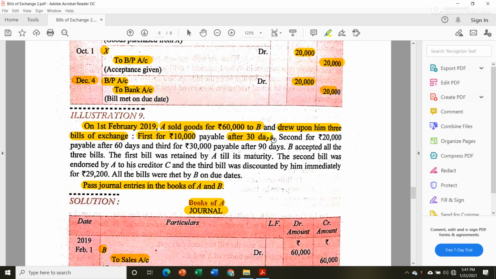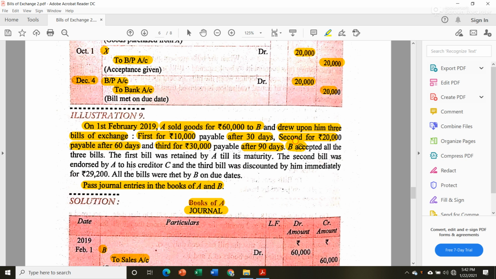That means the due date will be after 30 days plus 3 days of grace. Then again, the second bill was for rupees 20,000, that is payable after 60 days. And the last bill of exchange is for rupees 30,000, that is payable after 90 days. Now see, the amounts are different, the maturity periods are different. So we have to calculate maturity dates for each of them individually.